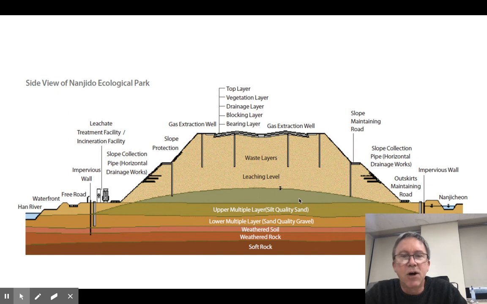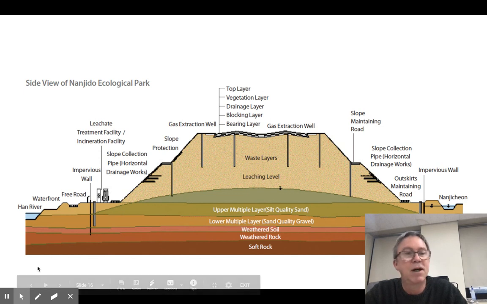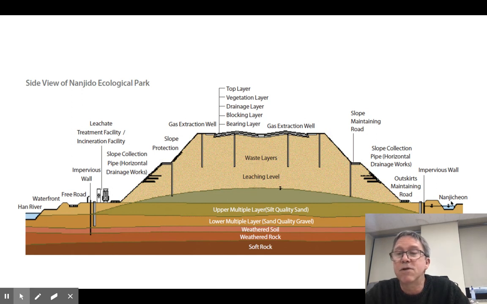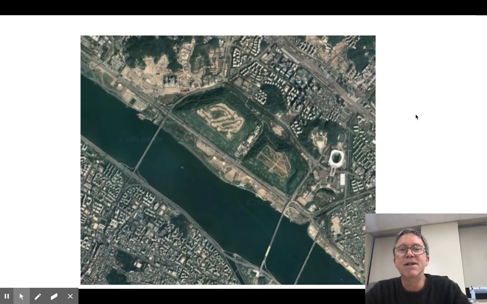And it's all about trying to catch this leachate and keep it from getting into the Han River, trying to keep it from getting into the watershed through our aquifers or surface water. Okay. And they're quite successful at it, but it takes planning. So here it is from Google Earth.